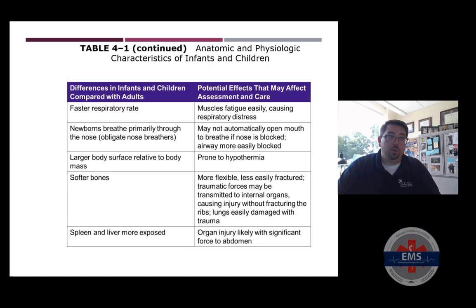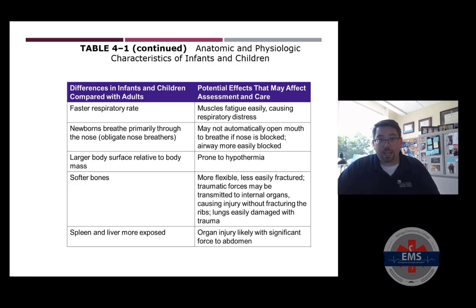Newborns, again, are predominantly nose breathers. So if there is any type of blockage or secretions in their nose, again, that can lead to lack of oxygenation and hypoxia. Larger body surface area relative to body mass means they're more prone to hypothermia. They're going to have a hard time maintaining proper heat.